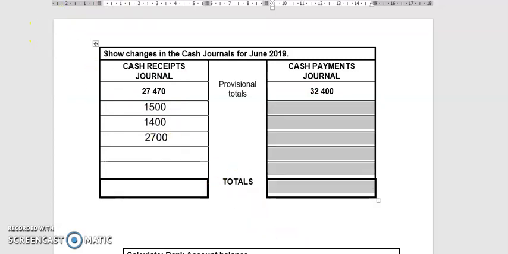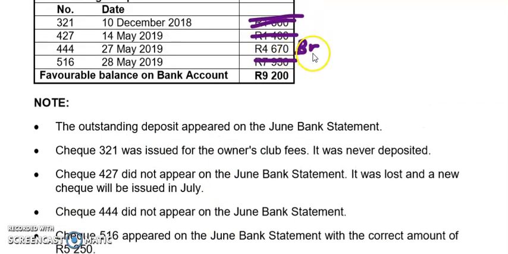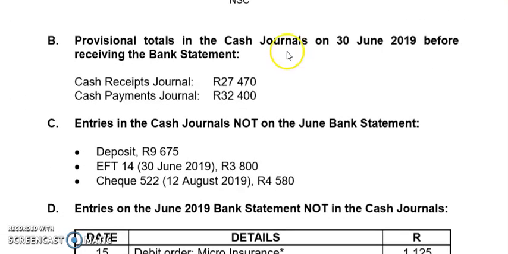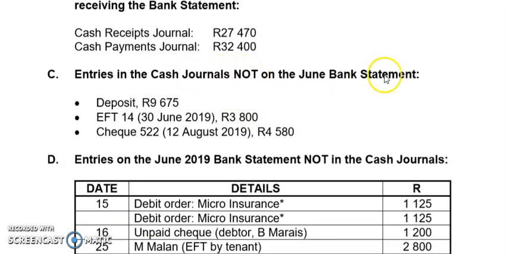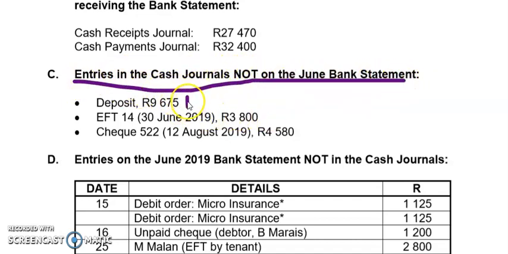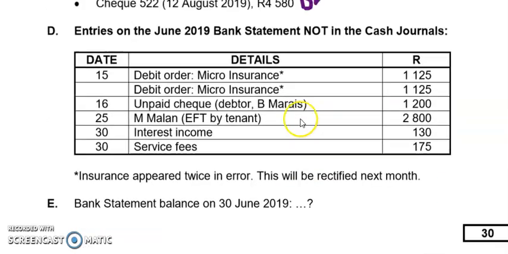Alright, and then let's go further on and see what's going on. So we've dealt with that. We've only got one that's going to go in the bank recon from there. Let's read provisional totals. These totals were already put for us. There it is here, 32.4 and 27.470. And then the following entries do not appear in the bank statement. I mean, the entries in the cash journals, but not in the bank statement. So all of it is going to go to the bank recon. Bank recon. Bank recon.